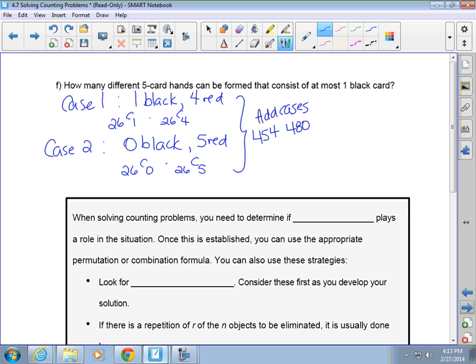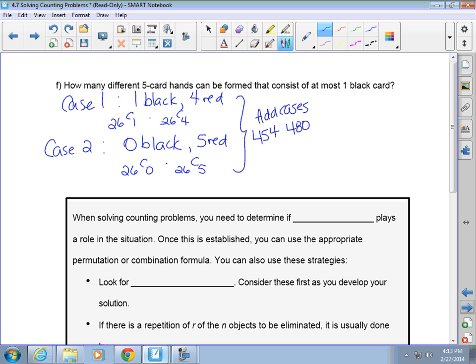In this one, you could also do indirect reasoning because it's got the one stipulation in there. To do this, you would need to consider the total number of 5-card hands you would have, as well as the number of 5-card hands that do not meet the condition of at most 1 black card.